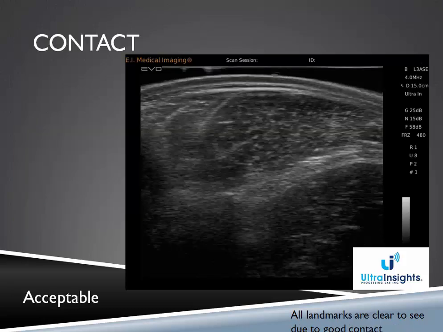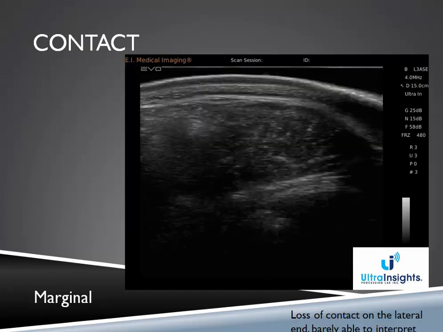Now another issue that kind of comes up would be contact, and here's an example of an acceptable image. Really no problem with contact. The landmarks look good, we can process it. This image I would call marginal for contact. The lateral end is dark, so it would be very difficult to interpret. I think we can make out the break of the intercostals and process it, but it's questionable.